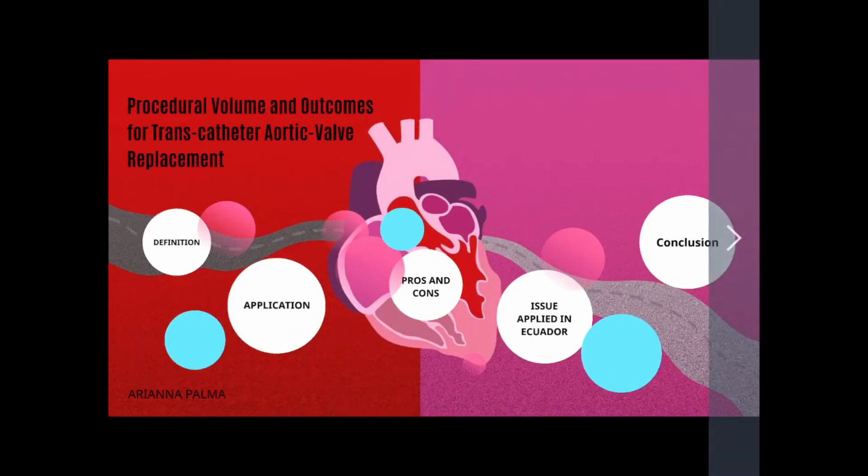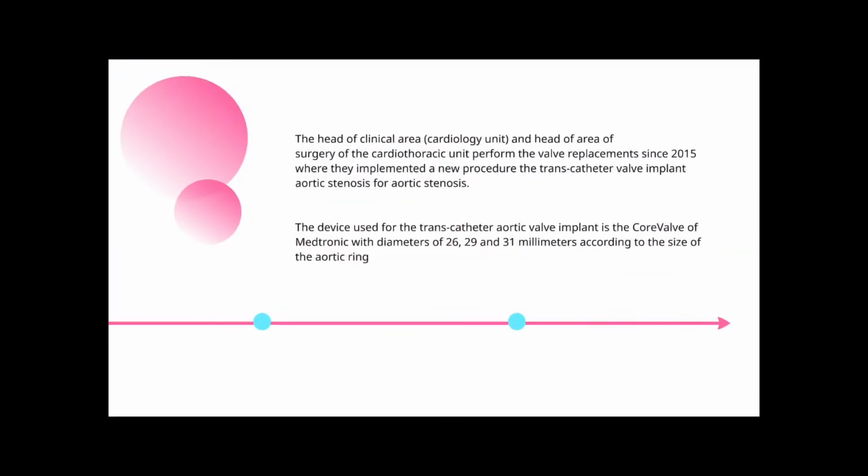Use applied in Ecuador. The head of the clinical area cardiologic unit and head of area of surgery of the cardiothoracic unit have performed the valve replacement since 2015, where they implemented a new procedure, the transcatheter valve implant for aortic stenosis. The device used for the transcatheter aortic valve implant is the CoreValve of Medtronic with diameters of 26, 29, and 31 millimeters according to the size of the aortic ring.